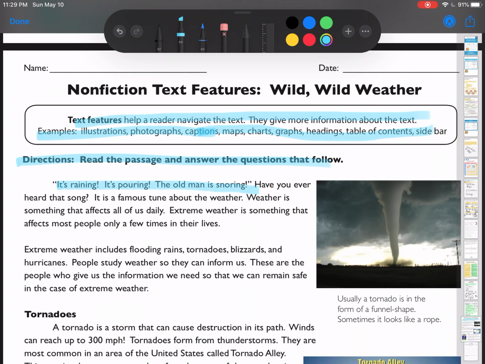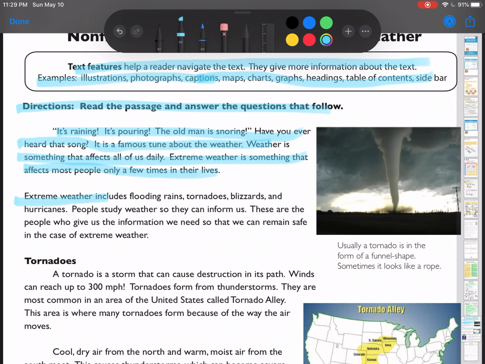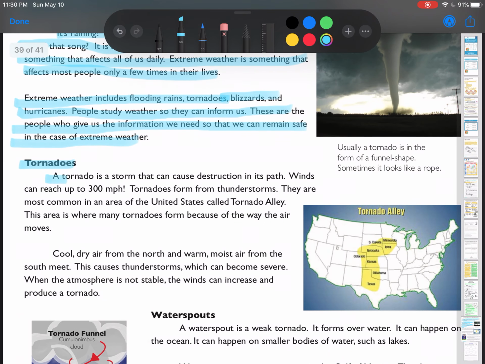It's raining, it's pouring, and the old man is snoring. Have you ever heard that song? It's a famous tune about weather. Weather is something that affects us daily. Extreme weather is something that affects most people only a few times in their life. Extreme weather includes flooding rains, tornadoes, blizzards, and hurricanes. People study weather so they can inform us. These are the people who give us information we need so that we can remain safe in the cases of extreme weather. Tornadoes. A tornado is a storm that can cause destruction in its path.